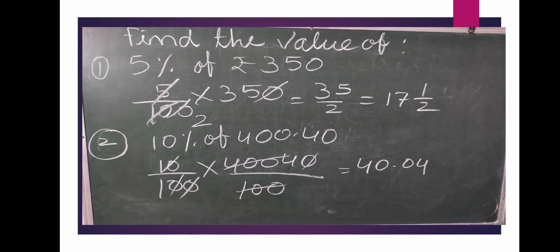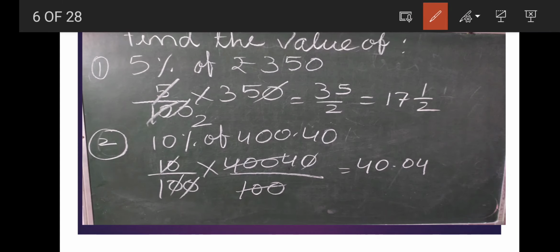Now next, find the value of 5% of rupees 350. 5% means what? Percent sign is given, so you will write 100 as a denominator. Clear? So 5 by 100 into 350. When you do the calculation, you will get 35 by 2, and so 17 1 by 2.